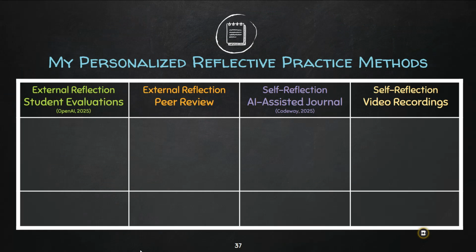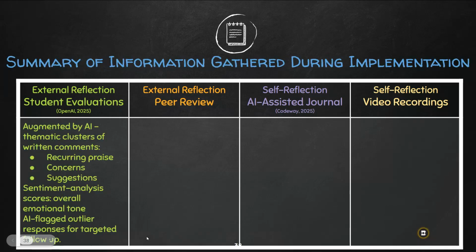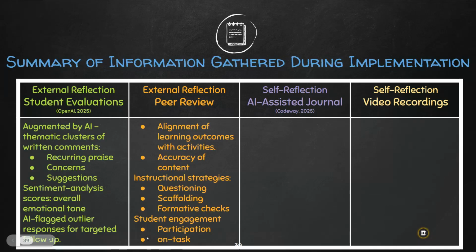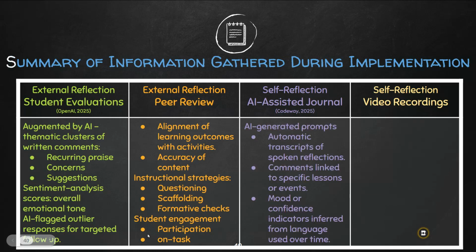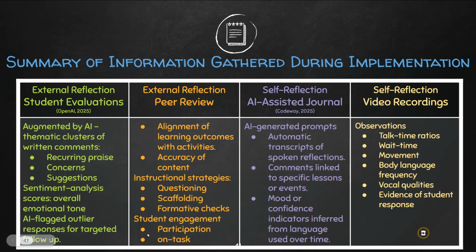In addition to the reflective practice model I developed, I added the following external and self-reflection methods to my reflective practice plan. External reflection methods include student evaluations and peer review. Self-reflection methods include AI-assisted journaling and video recordings. You can pause the video to study these further.